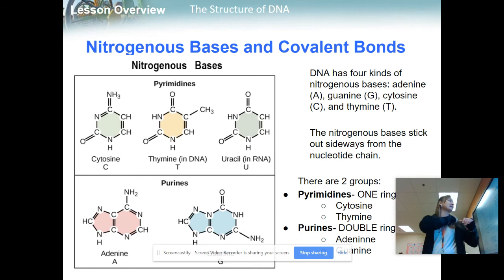All right, so they stick out sideways from that chain, so they wind up being in the middle, like the rungs of this ladder.